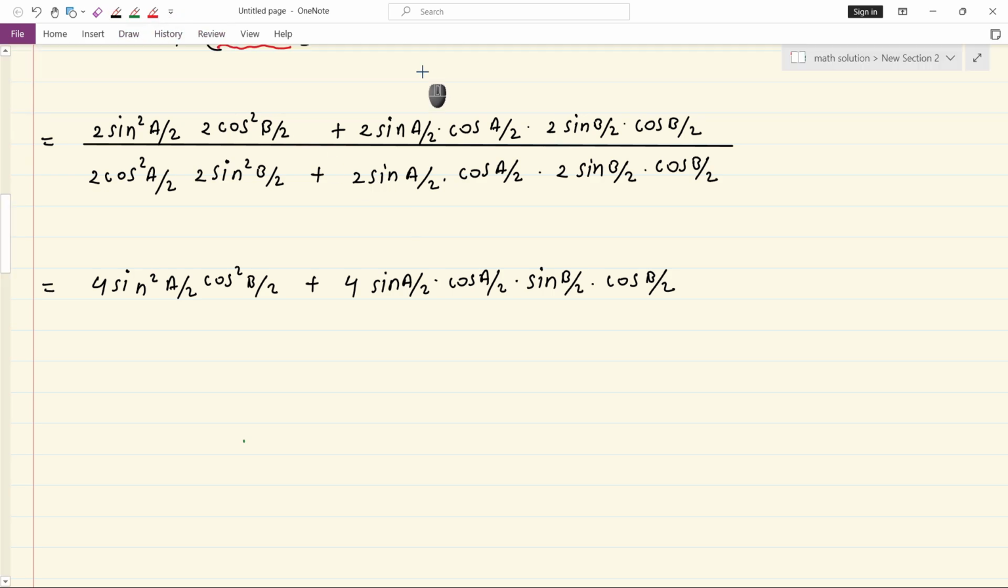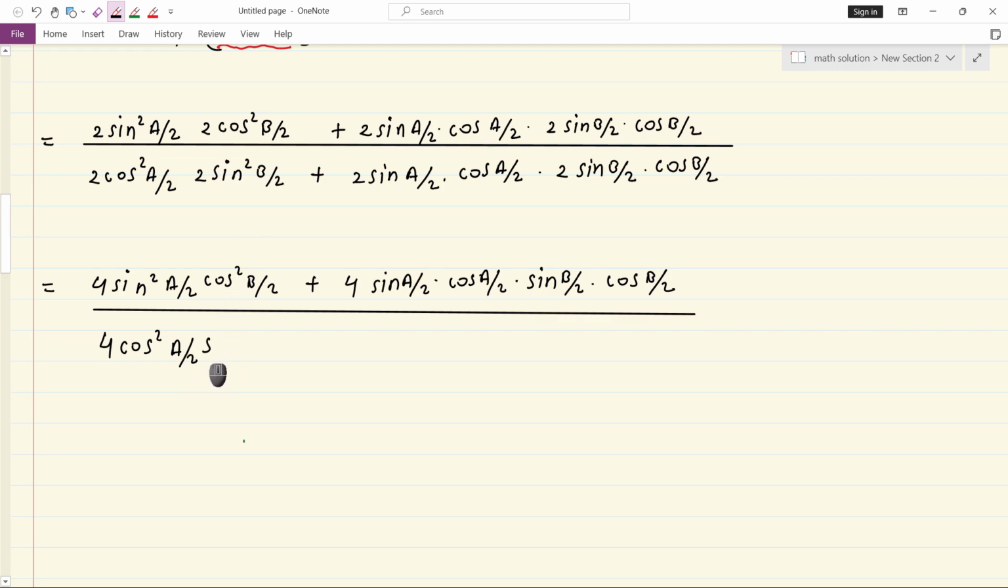Draw, give the big fraction here. Here also 4 cos² A/2. I am doing nothing new here, just multiplying all the constant terms, 2 into 2 is 4, and writing the remaining terms as they are. So 2 into 2 is 4, sin A/2 · cos A/2 · sin B/2 · cos B/2.